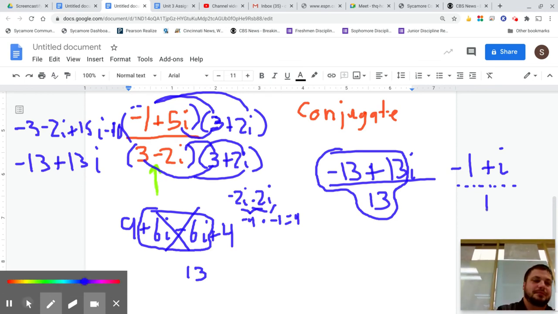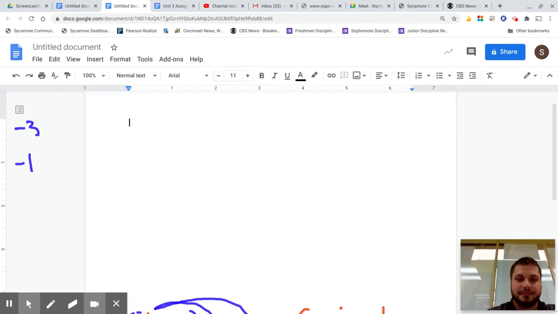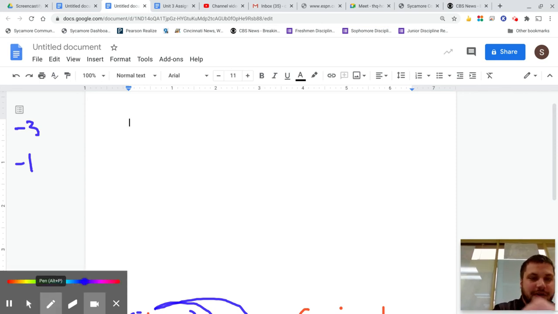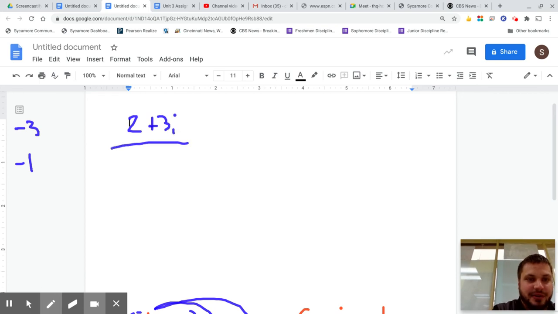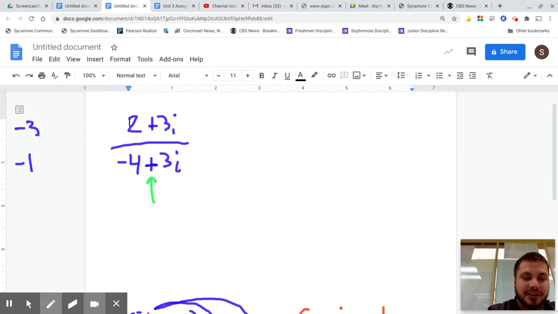Okay, let's do one more. Again, multiplying by the conjugate. Let's try this. I'm just making one up off the top of my head: 2 plus 3i over negative 4 plus 3i. The conjugate only focuses on the plus or minus sign in the middle. So the conjugate of negative 4 plus 3i is negative 4 minus 3i.